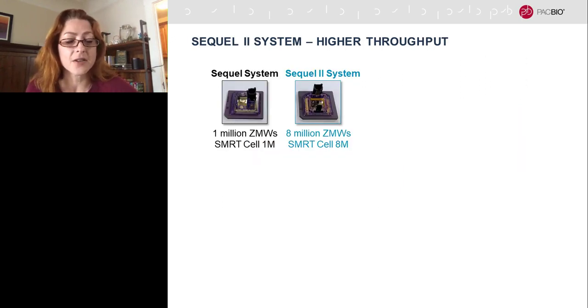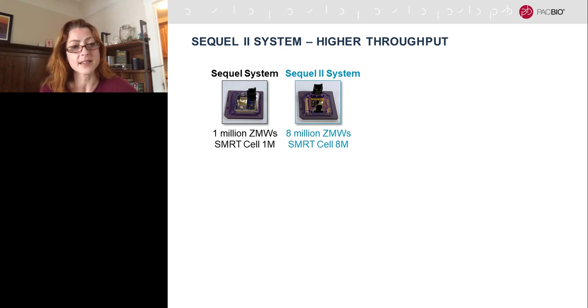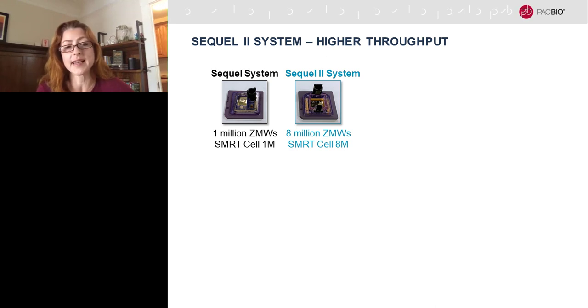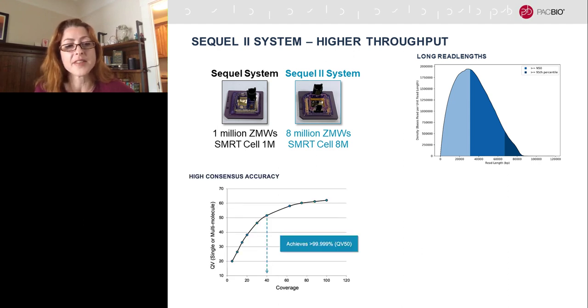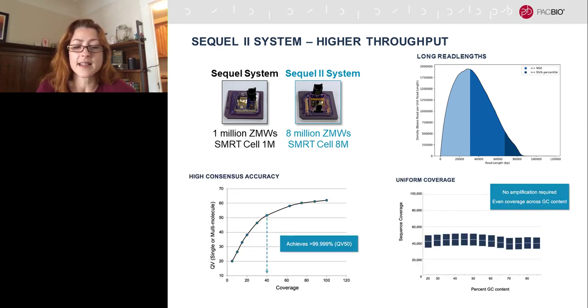So I wanted to close by sharing with you that in the next 2 weeks, we are going to be releasing our next sequencing system. The sequencing system is called the Sequel II system, and the key difference between it and the current Sequel system is much higher throughput. It has 8 times as many ZMWs, meaning it can sequence 8 times as many molecules at once. It still has the very same long read lengths from the previous system, the very same high consensus accuracy, and also the very same high uniform coverage.